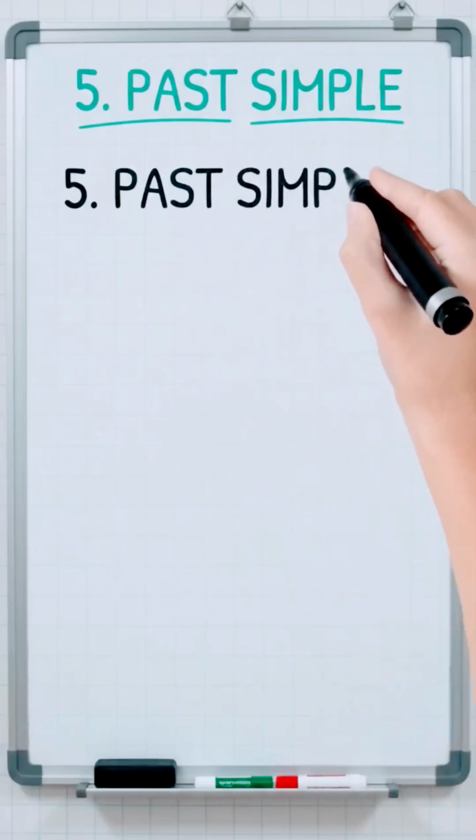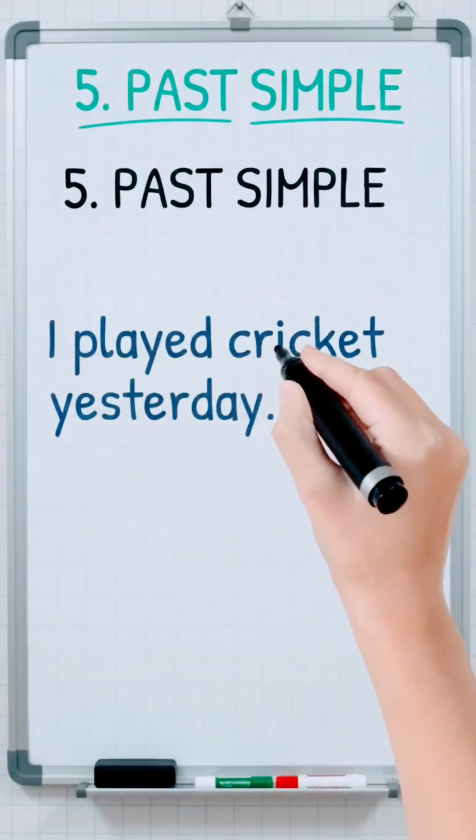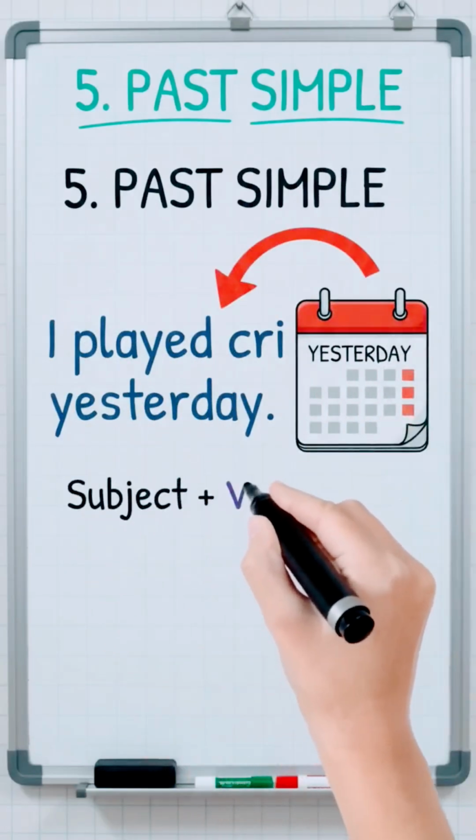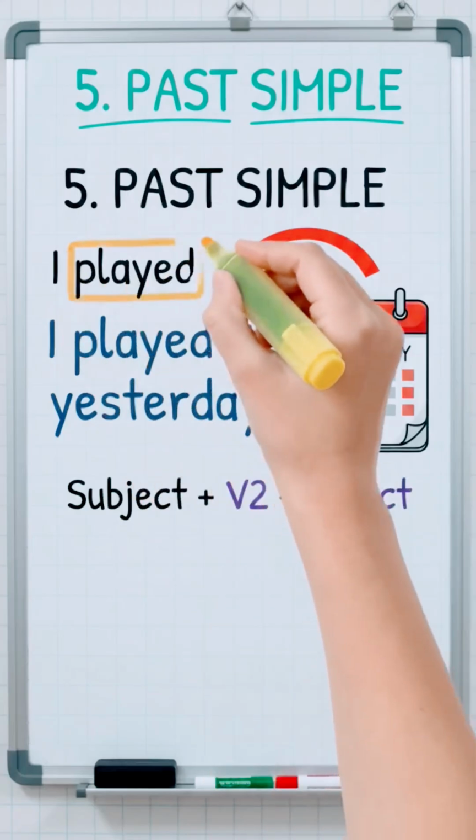Today we learn the past simple. I played cricket yesterday. Yesterday means it is in the past. The formula is subject plus V2, so we highlight the word played.